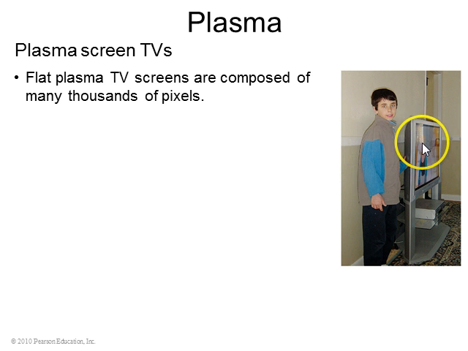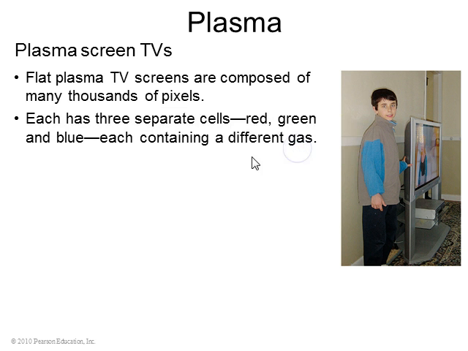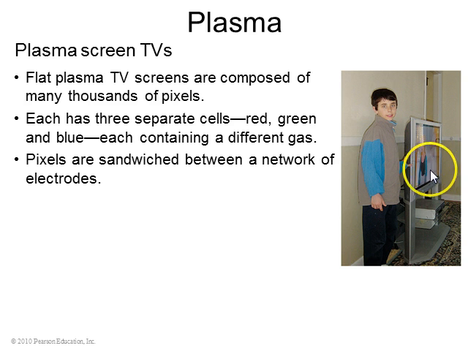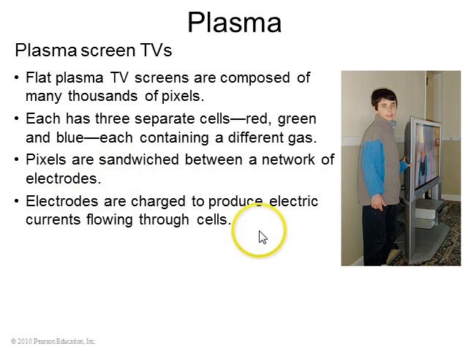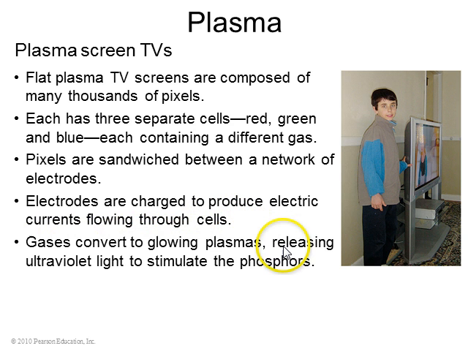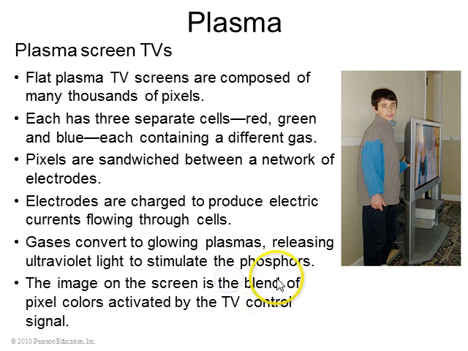So these TVs are composed of many, millions actually, of little pixels that are red, green, and blue, each containing a different gas. And these pixels are sandwiched between a whole network of little transparent electrodes. These electrodes are charged to produce electric currents, which generate light. It's ultraviolet light, which stimulates phosphors in the screen, which then emit visible light that we see. And all these little pixels combine to make the image that we see on the television.